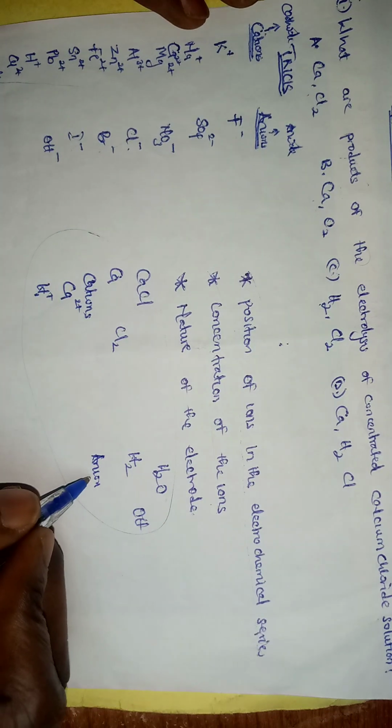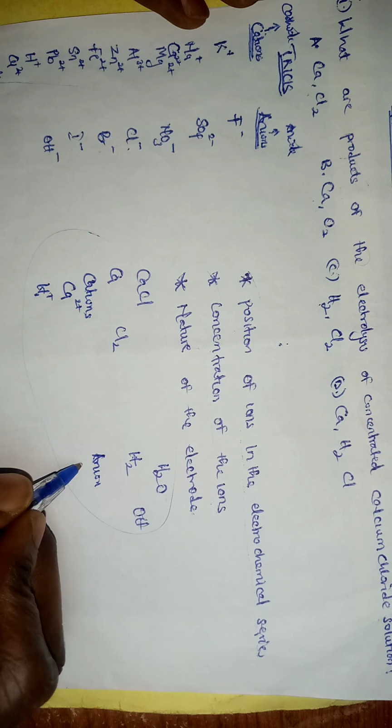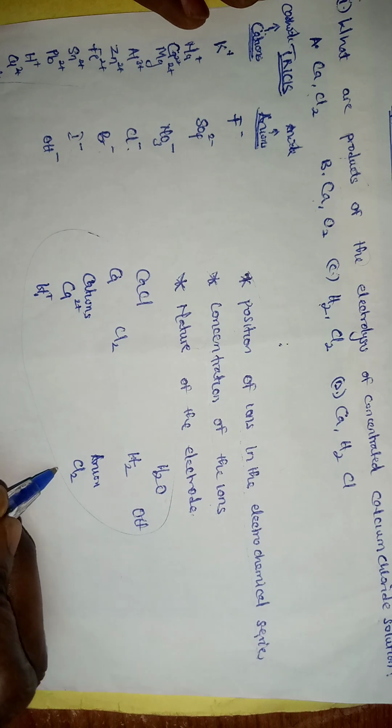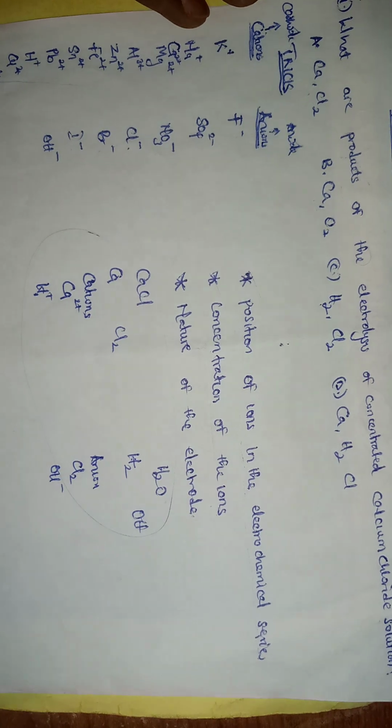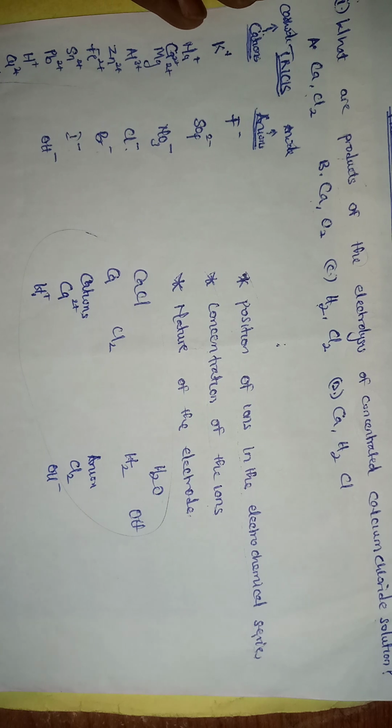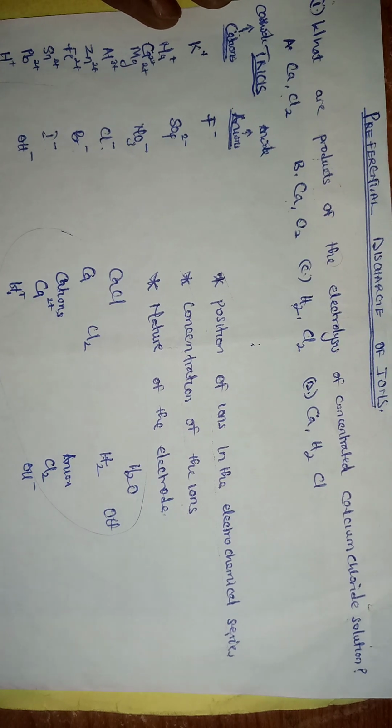So anions, we are going to have the chlorine gas and the OH minus. Now when it comes to the effect of the concentration, these two will migrate to the cathode, and also these two will migrate to the anode. But which one is now going to discharge?